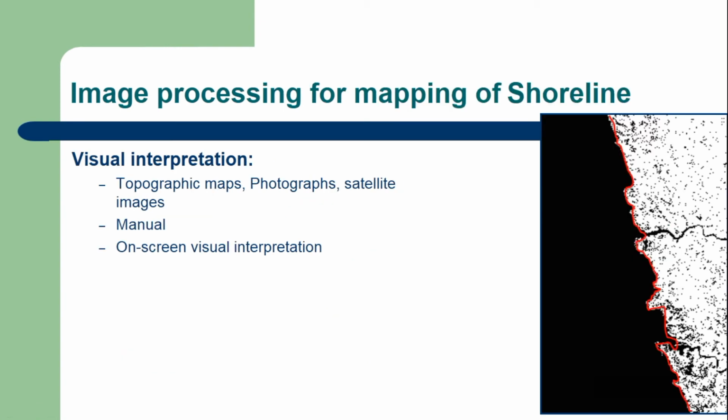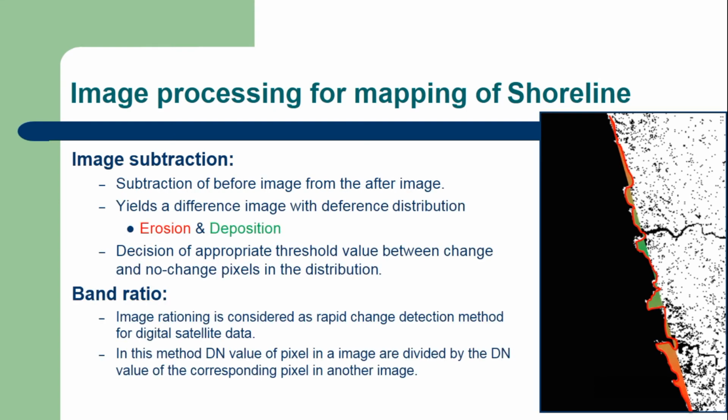Image processing for mapping of shoreline can be categorized into visual interpretation and digital image processing. Visual interpretation of topographic maps, photographs, as well as satellite image data can be done for mapping of shoreline. For that, on-screen as well as hard copies of these materials are used for manually digitizing the shoreline. In image subtraction, the before image is subtracted from the after image, wherein a difference image is derived which shows erosion and deposition. Erosion is shown in red color, whereas deposition is shown in green color. The appropriate selection of threshold value is essential in image subtraction.